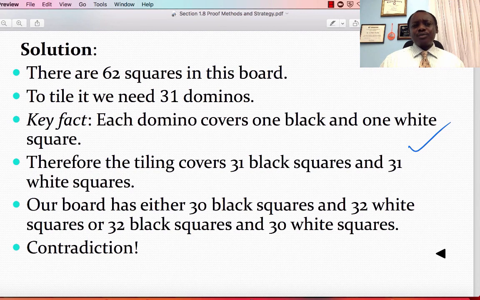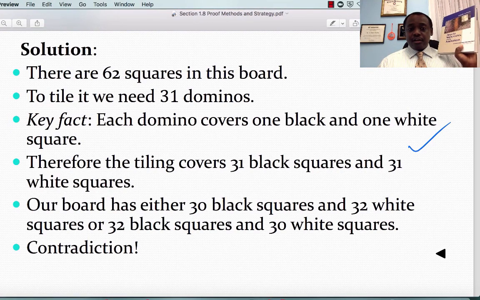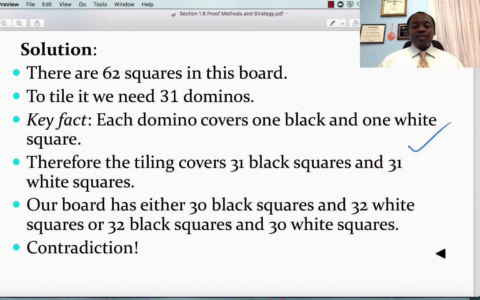I like the whole dominoes, checkerboards. You may find a couple of them at the end of the chapter in your textbook, and we may look at a few more in class.